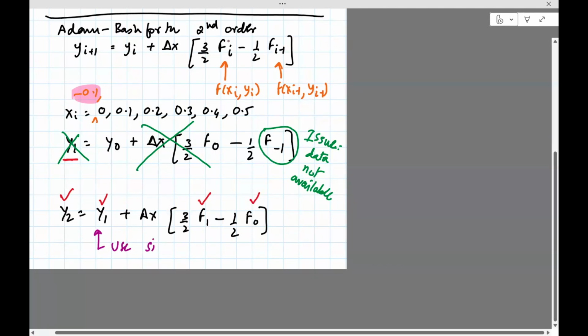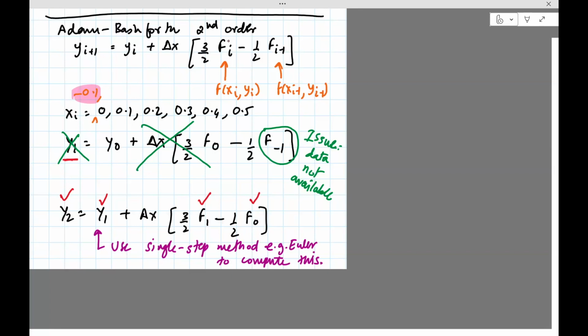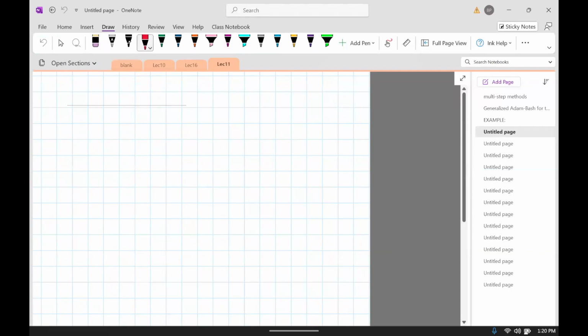Use single step method, e.g. Euler, to compute this. So once we make that computation of y1, we can compute y2 using Adams-Bashforth. We can compute y3 and so on. So let's do that. We'll first use Euler's method. You can use any one. In this case, we'll just use Euler's, but you could use Runge-Kutta if you care about the accuracy. So we'll use Euler's method.